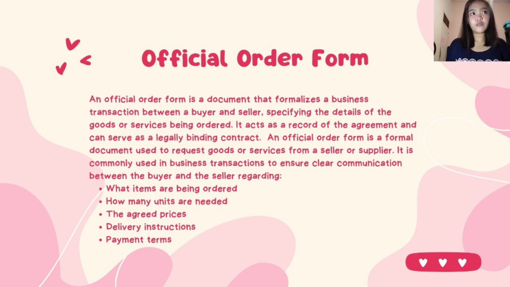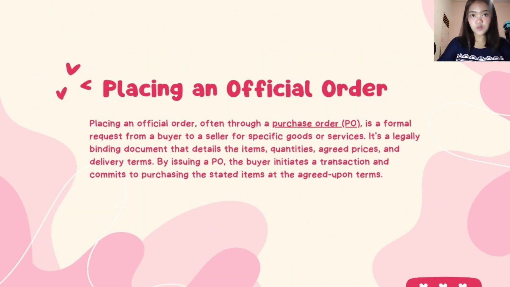An official order form is a formal document used to request goods or services from a seller or supplier. It is commonly used in business transactions to ensure clear communication between the buyer and the seller regarding: 1, what items are being ordered; 2, how many units are needed; 3, the agreed price; 4, delivery instructions; and payment terms. Next, we have placing an official order.